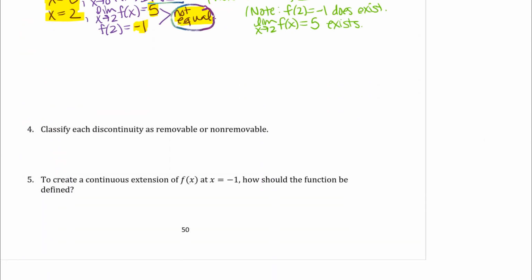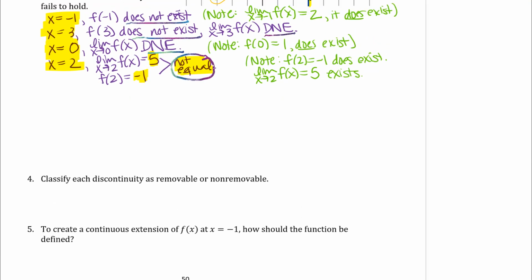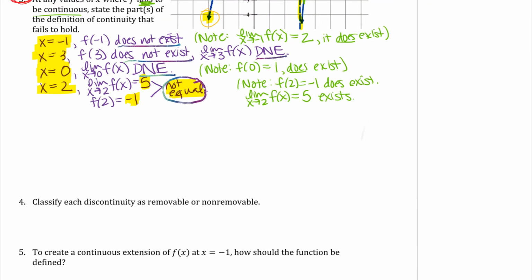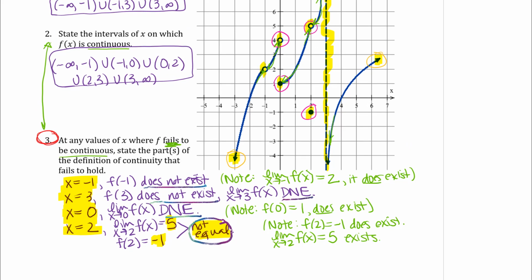All right, so it asks us to classify each discontinuity as removable or non-removable. So we can think about that graphically. We can also think about that using the definition. So the removable discontinuities would be the ones that are easy to fix by just redefining a point that would fill in the hole. So visually, there's one of those at x equals -1. I could fill in that hole by just defining a point.